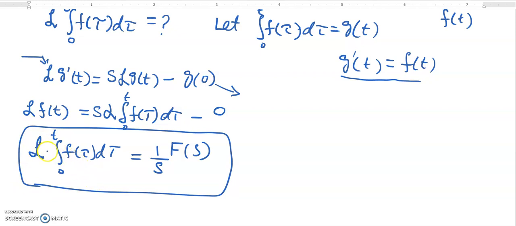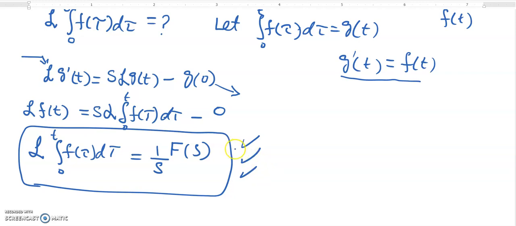If we want to find the Laplace transform for the integral of a function, simply what we will do is take the Laplace transform of that function, which will be F of s, and then divide by s, or multiply by 1 over s, whatever you want to say. So this is the basic formula for the Laplace transform of the integral of the function.